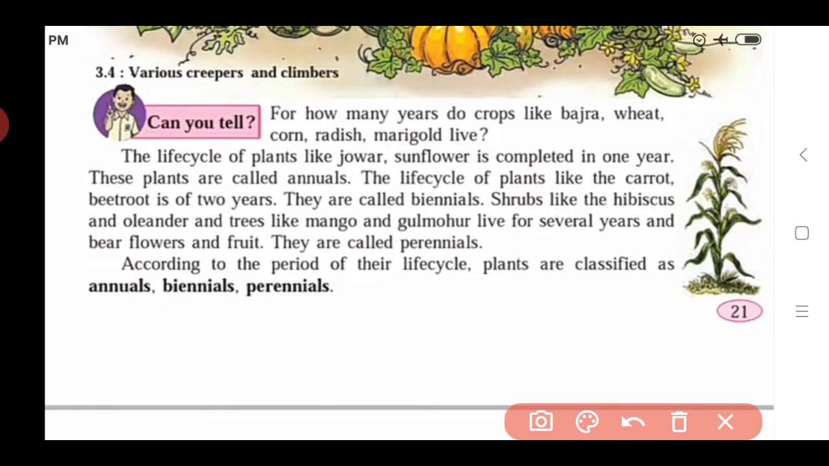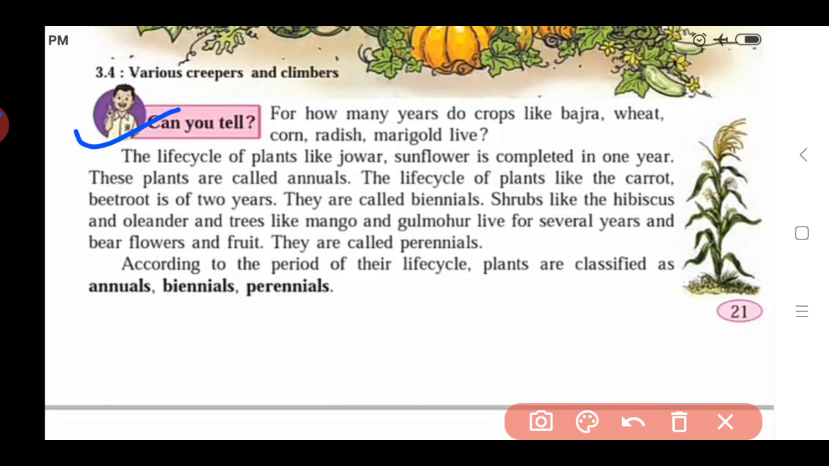If we see the next point, that is, can you tell for how many years crops like bajra, wheat, corn, radish, marigold live? Means here you should observe the lifespan or life cycle of all these plants, and by observing this, you can classify these plants as annual, biennial, and perennial. So here first we should know what are annual plants, biennial plants, and perennial plants. So the life cycle of plants like jawar and sunflower is completed in 1 year. Means the whole lifespan for this plant is only 1 year.